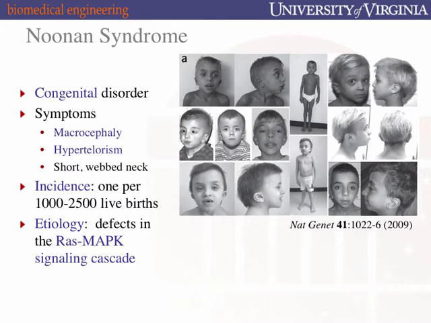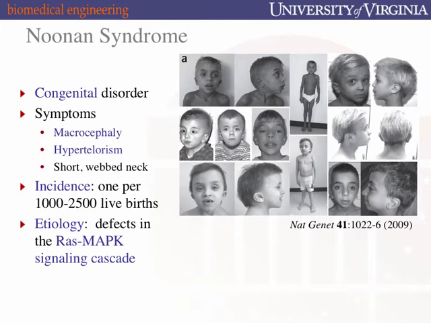The symptoms are macrocephaly. We heard about brachycephaly in the previous lecture. Macrocephaly is a big head, in proportion to the body. Hypertelorism is eyes set far apart in the head. And then there are also some features with the neck webbing you can see in a couple of these pictures.